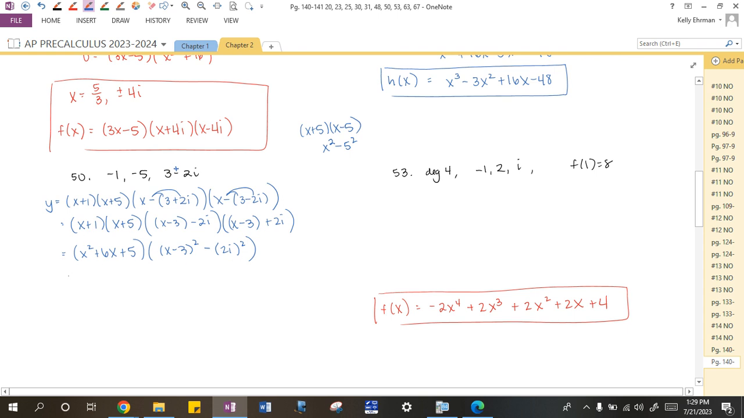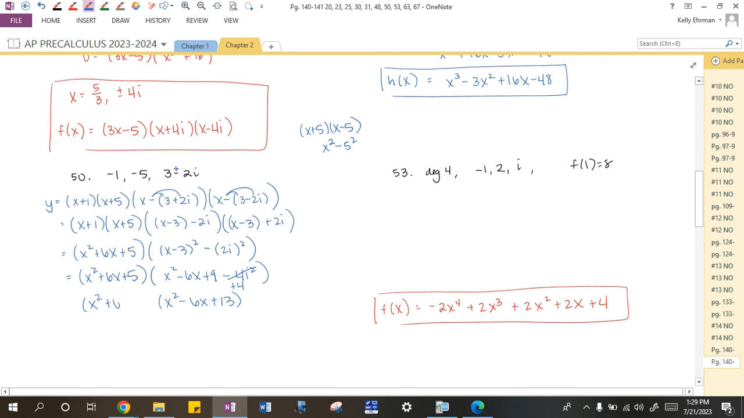I'm going to square out x minus 3. So x squared minus 6x plus 9 minus 2i. When you square it becomes 4i squared. And we know that minus 4i squared is really plus 4. So really we've got x squared minus 6x plus 13 in here.